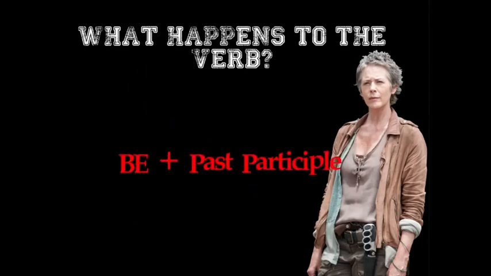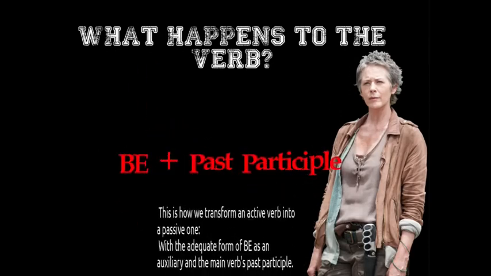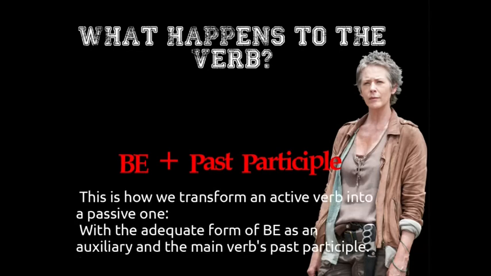So what you do is you use be and the past participle. Of course, that means you have to use the correct form of be for the time form that you are trying to make. So you transform an active verb into a passive one using the adequate form of to be as an auxiliary and the main verb's past participle.